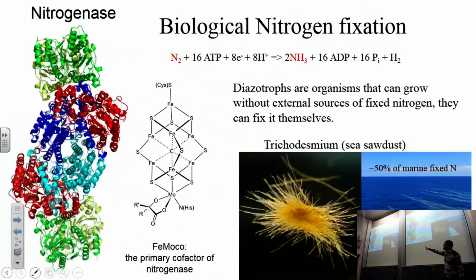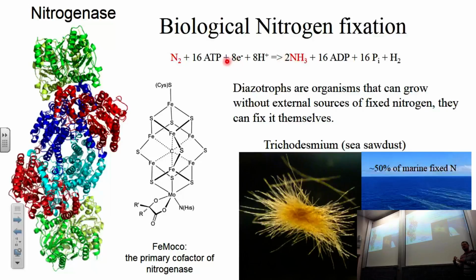So biological fixation makes use of this enzyme nitrogenase, which, basically inside this spirally thing, there is one of these, okay, it's got lots of iron and sulfur in it, it's very reactive. And this molecule can attach onto it a nitrogen, and basically rip it apart and produce an ammonia molecule.